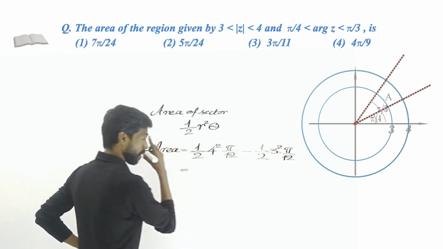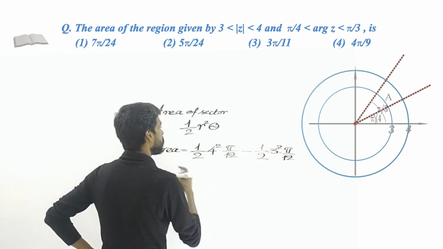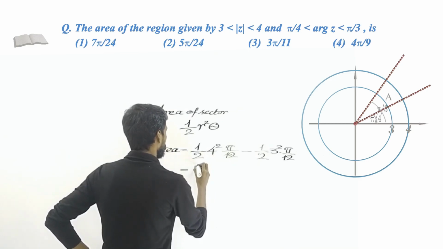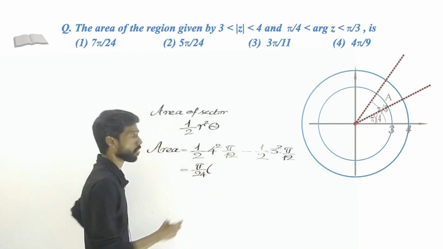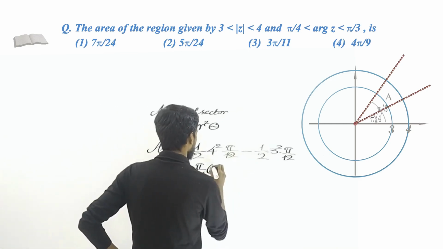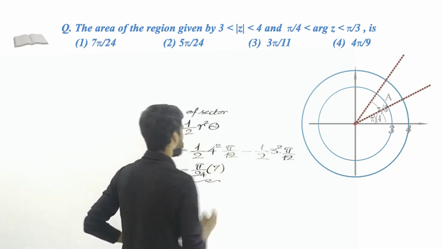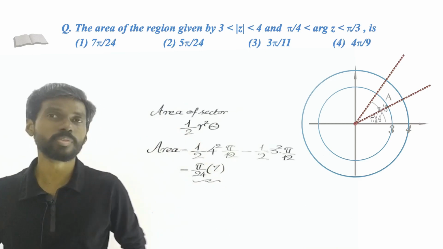Okay, so this will be 4 square minus 3 square, times pi by 24. We can take out 4 square minus 3 square, right? 16 minus 9, so that is 7. So that's all, that is the answer. So 7 pi by 24, that is the area, right?